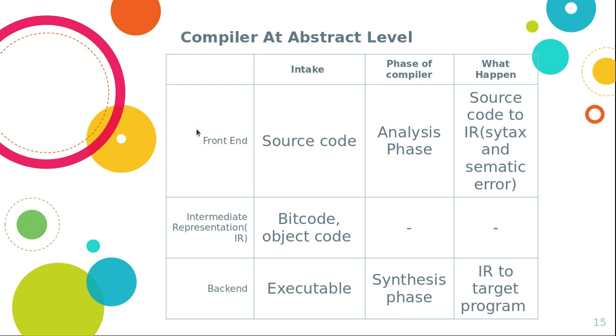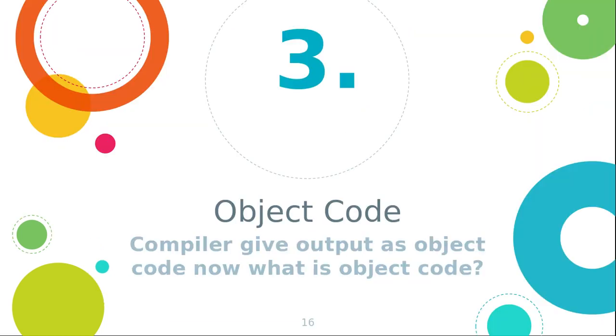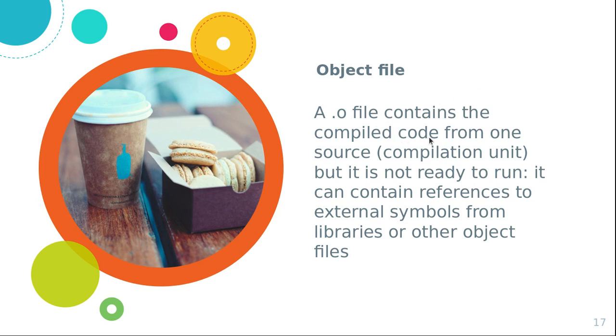In the front end, for your source code, all things such as error detection, syntax, semantics, and the logic of how you are running the code, accumulate into one form known as object code. And once you come to the object code, then the linker, which you people are aware of, searches for definitions of the symbols in the object code. An object file contains compiled code from one source, but it is not ready to run.